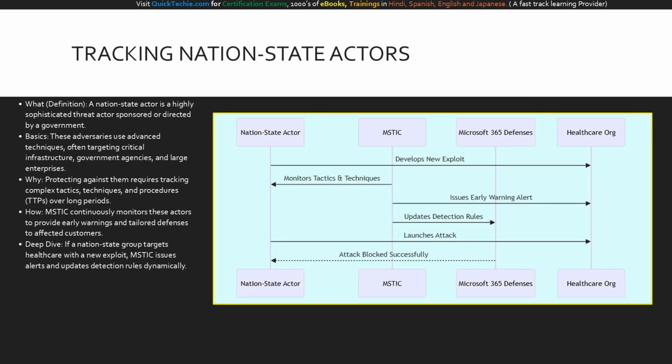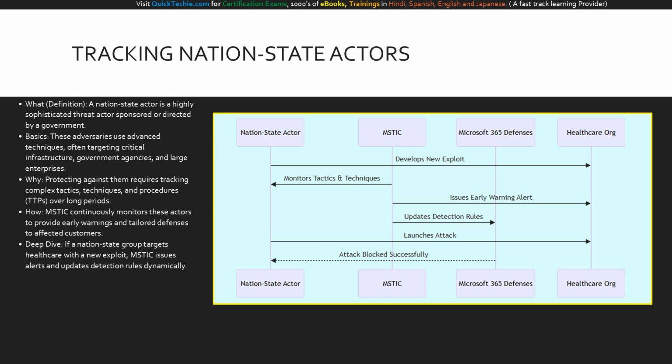Not all attackers are created equal. Microsoft 365 intelligence actively tracks nation-state actors. A nation-state actor is a threat actor sponsored or directly directed by a government. MSTIC is renowned for its ability to track and attribute attacks by these groups, who utilize highly sophisticated techniques to target critical infrastructure, government agencies, and large enterprises.